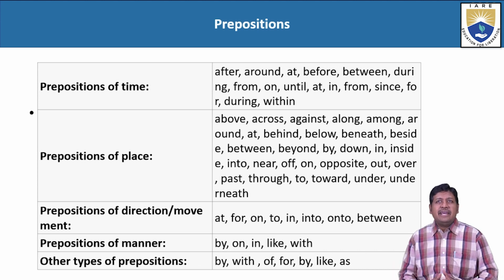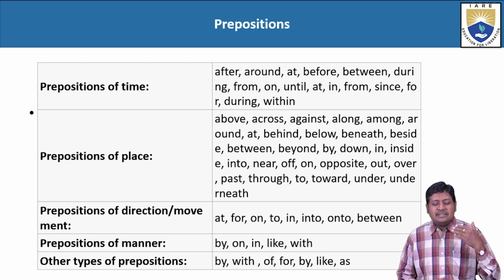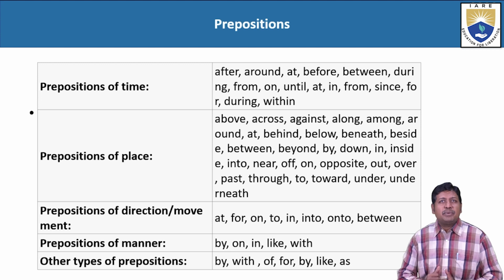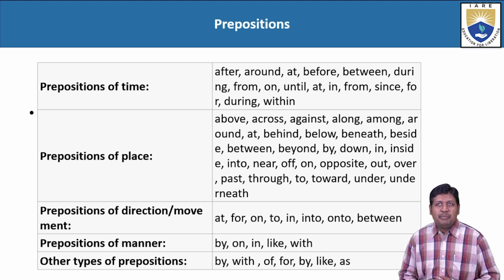Now, if you see this table, I have mentioned prepositions of time separately, place separately, direction or movement separately, manner separately, and other types of prepositions. If you look at the prepositions of time, you have after, around, at, before, between, during, from, on, until, in, since, for, within.